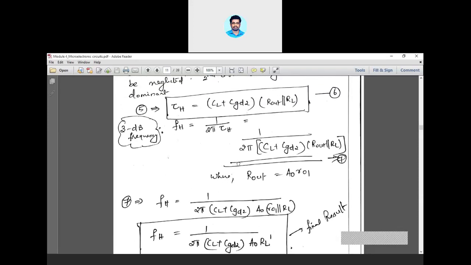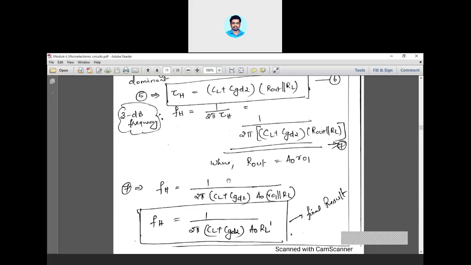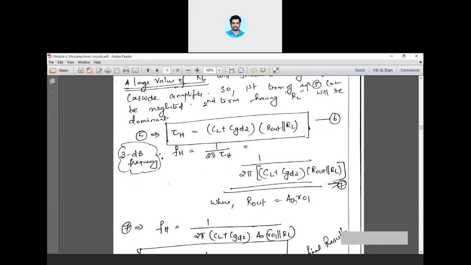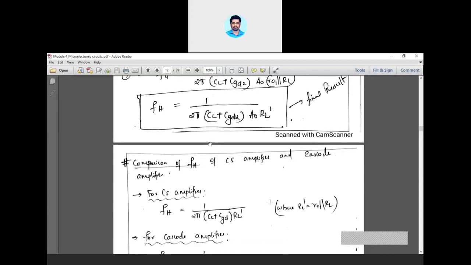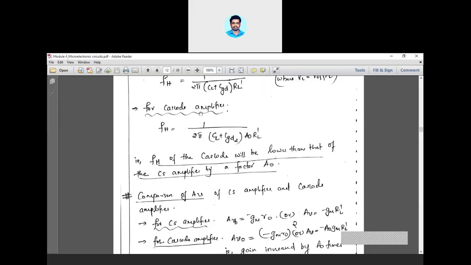Just by substituting, you will get the value of FH. Here I have just represented these two parallel effects as RL dash, that's all. So A0 into RL dash. So this is the conclusion.